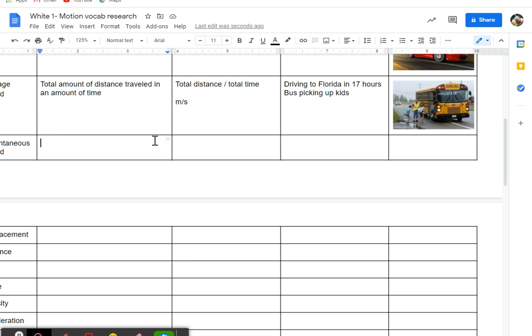Why would this be important for us to know? Or when would this ever be used? Ryan? Someone's like pulling someone over. Who pulls somebody over? The police, right? Yeah. So using a radar gun.